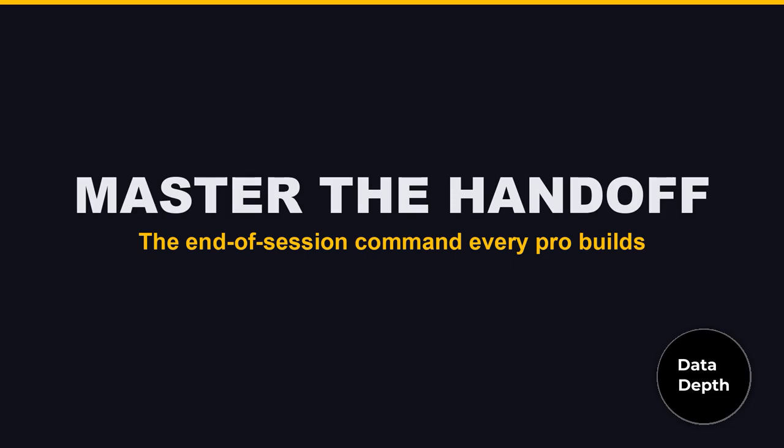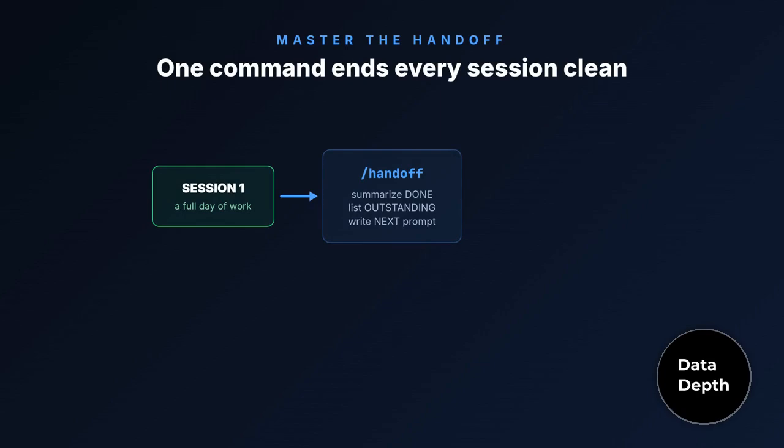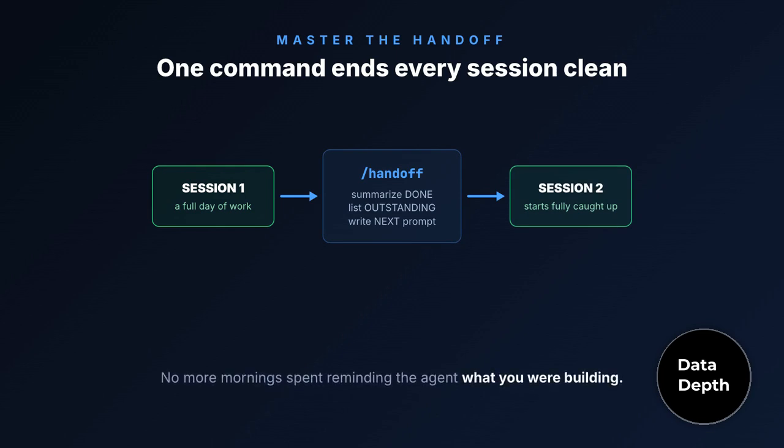Next, the handoff, and this is where you build your first custom command. Almost every power user has one, and it's the first thing you should steal. Here's the pattern. At the end of a work session, instead of just closing the window, you run one custom command. People call it /done, /handoff, /wrapup, /savegame, doesn't matter. It does 3 things: summarize everything that got done, list every task still outstanding, and write a clean handoff prompt for next time. You save that to a file. Tomorrow, your very first message is that handoff, and the agent starts fully caught up, like it never left. No more Monday mornings spent reminding the agent what you were even building.